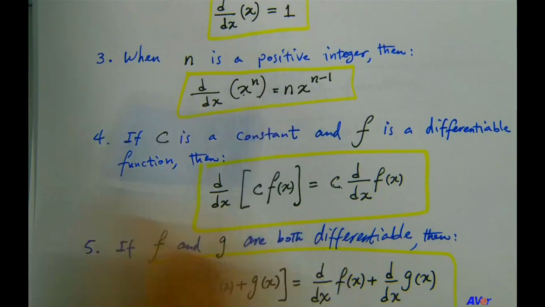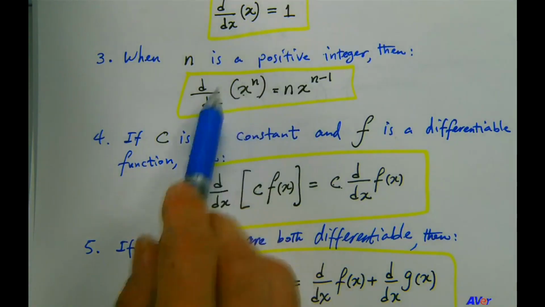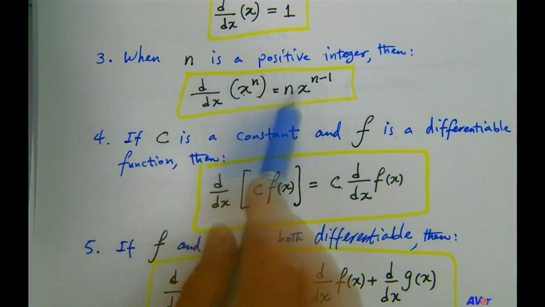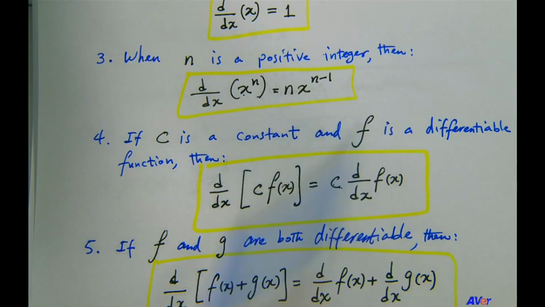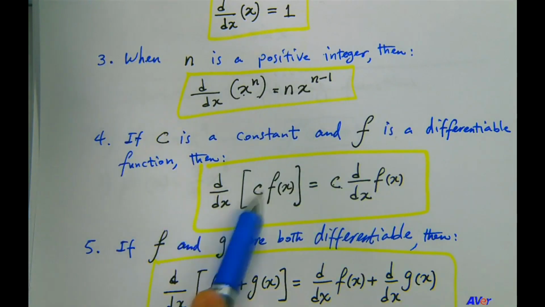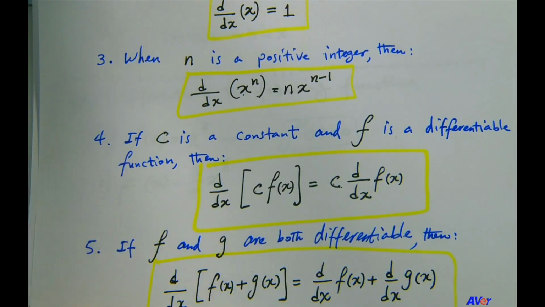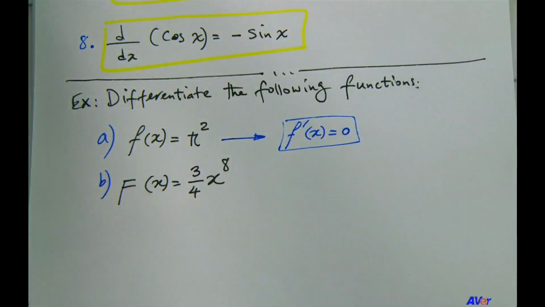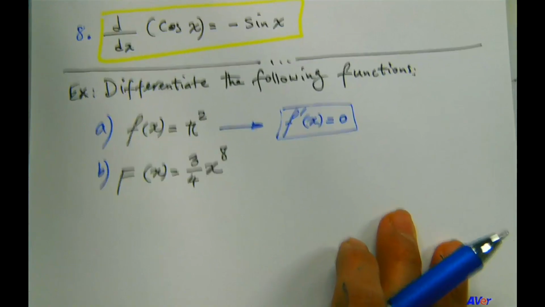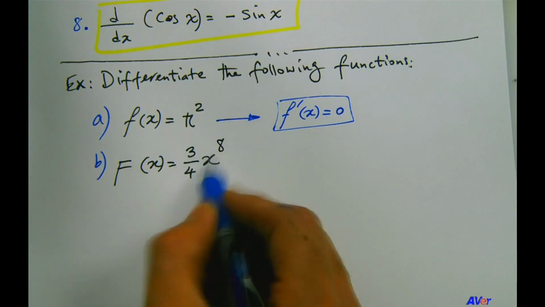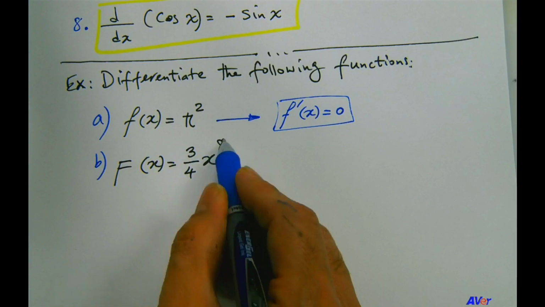One is number 3: the power is brought in front, and then the power is reduced by 1 when we take the derivative, of course. And also number 4: if you have a constant multiplied by a function, you can bring the constant out and place it in front. Use 3 and 4 to answer that question. Okay, so I'm assuming you've done that, and now you're back to compare my solution with your own, which is great. This is the constant that is being multiplied by the function x to the 8th power.